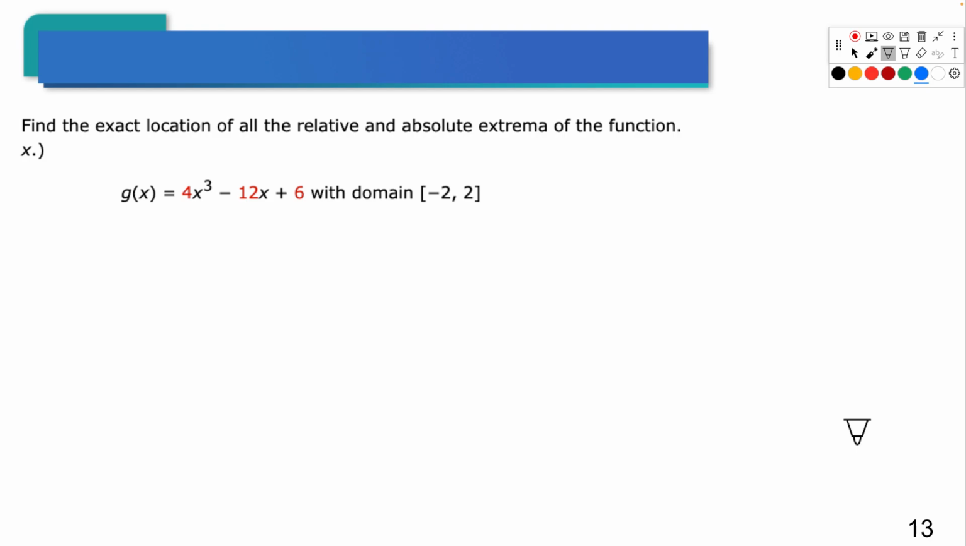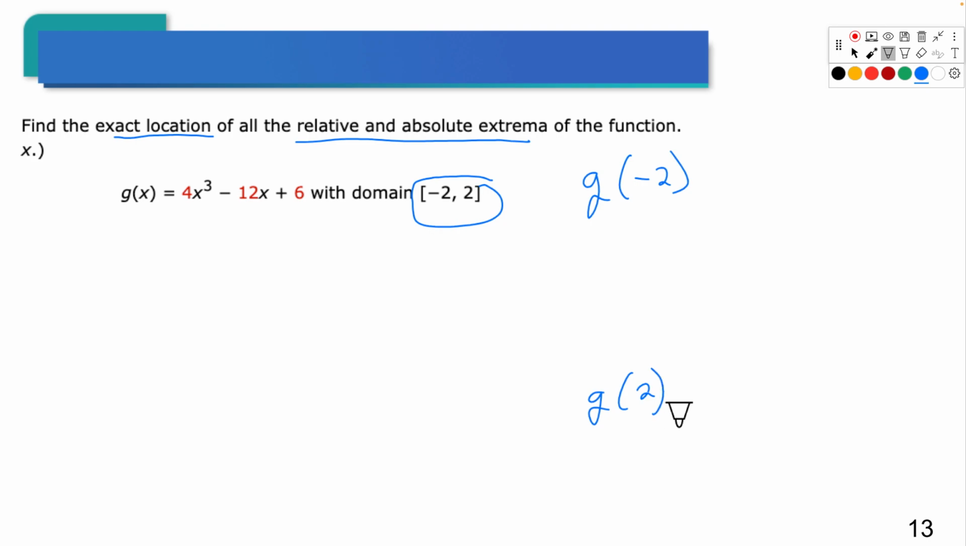I'm going to do it without the graph first, but we'll come back to the graph. So with these ones, find the exact location of all the relative and absolute extrema of the function. So the minimums and the maximums. We're always going to check the endpoints. So this is an interval going from x equals -2 to +2. So I know I need to check the endpoints. So I'm going to look for what is g of -2 and what is g of +2. So those will be two endpoints, right?